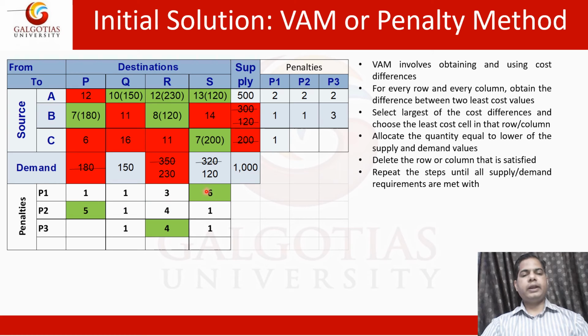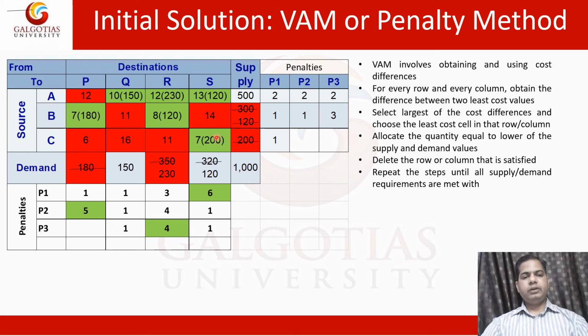So now we enter this particular column and identify its least cost, which is 7, and we give the maximum possible allocation to this least cost. The maximum possible allocation means that the supply of C is 200 units and the demand of S is 320 units, so we give only 200 units to this place. After giving the 200 units at 7, the supply of C is over. That's why these cells are red highlighted, and 7 is green highlighted because this is an allocated cell.